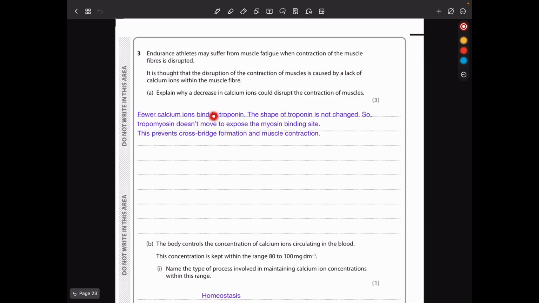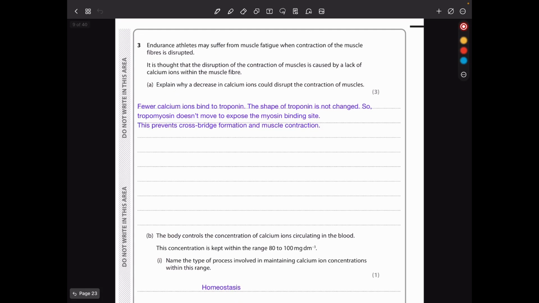So I said fewer calcium ions bind to troponin. The shape of troponin is not changed, so tropomyosin doesn't move to expose the myosin binding site, and this prevents cross bridges from being formed and muscle contraction.